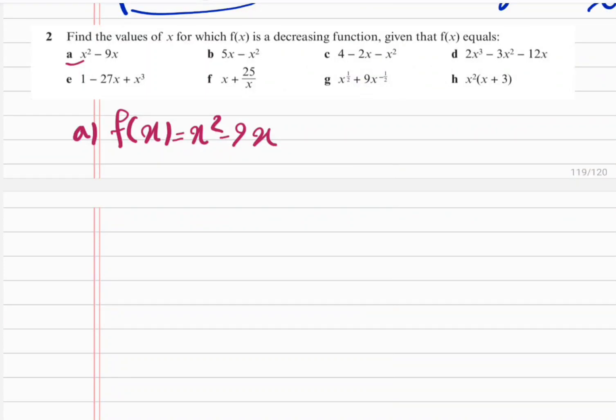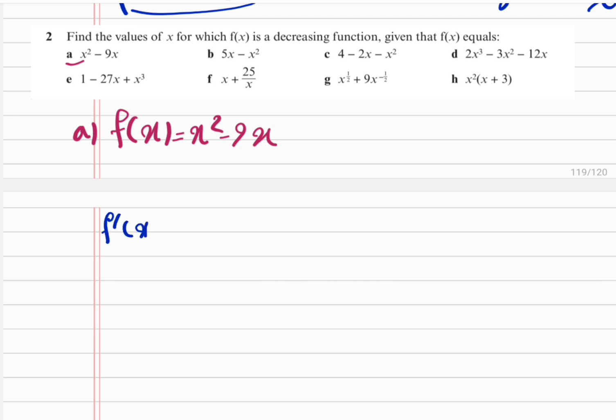Hi everyone, this video is on exercise 12G question 2. In this question, we want to find the values of x for which f of x is a decreasing function. Let me remind you that a function is decreasing when its first derivative is less than or equal to 0. So in this case, we first need to find the first derivative of the function.